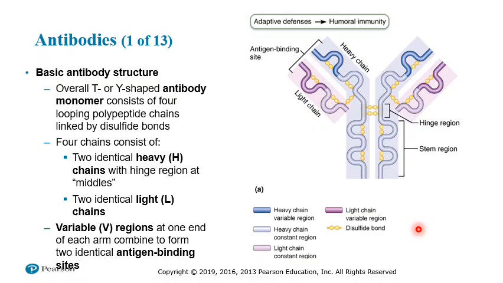Overall, they are either T-shaped or Y-shaped antibody monomers, made up of four looping polypeptide chains linked by disulfide bonds. They are made up of heavy chains and light chains. There are two identical heavy chains and two identical light chains. The variable region, the V, is where each arm combines to form two identical antigen binding sites. So this is your antigen binding sites on top.